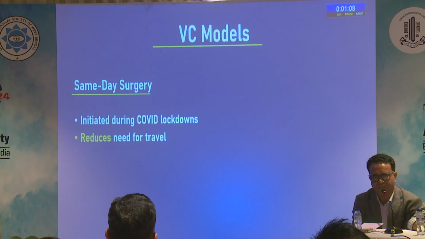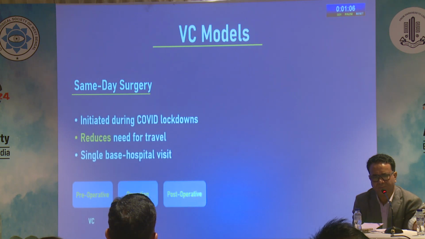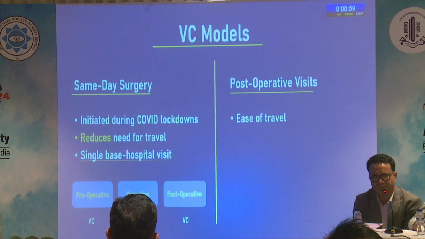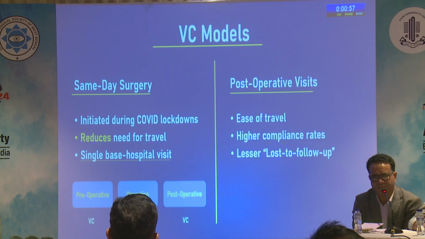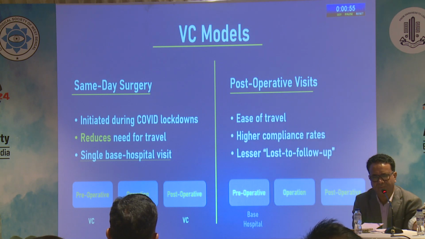This is the same-day surgery model, reducing the need to a single base hospital visit, wherein just the operative visit would be taken care of at the base hospital and pre- and post-operative would be handled at the VC. And the post-operative visits, wherein ease of travel would be increased and there would be fewer patients who are lost to follow-up, wherein only the post-operative visit would be taken care of at the VC.